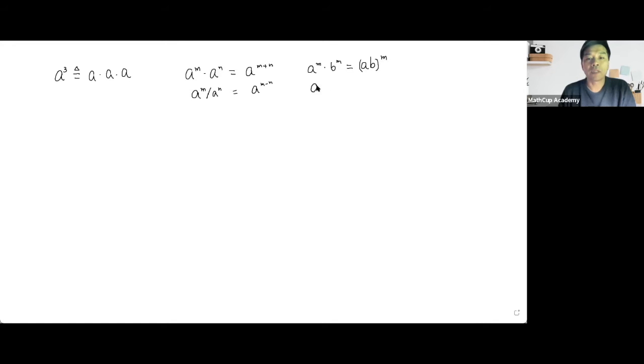And we also have the powers of the power, a to the power m raised to the power n. This equals a to the power m times n. We define this for positive integers m and n bigger than 0. And then we also learned for negative powers, it's defined as a to the power negative n equals 1 over a to the power n, the reciprocal of a to the power n.